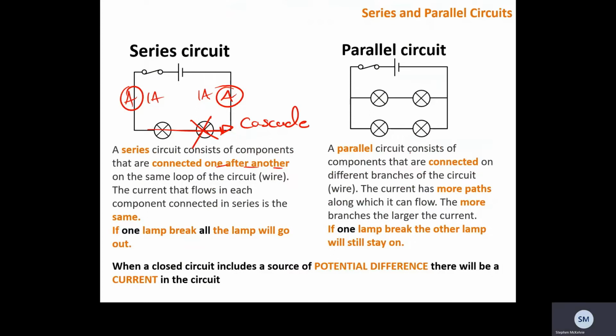Parallel circuit consists of components that are connected in different branches of the circuit. Now, this is one branch, branch 1. This is another branch, branch 2. This branch is in parallel with this branch. However, this bulb is in series with that bulb. So this is a parallel circuit with 2 series bulbs in parallel to 2 more series bulbs. If this bulb breaks, then this bulb will not work, but these 2 will.